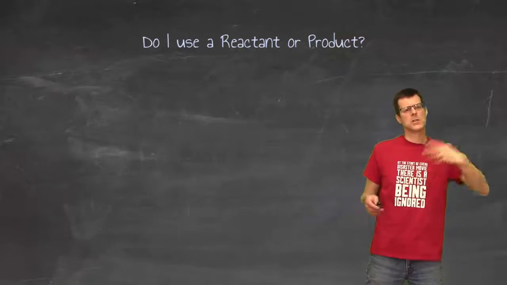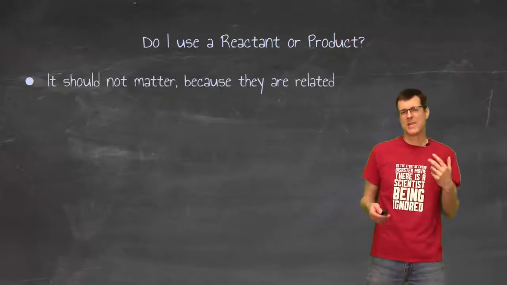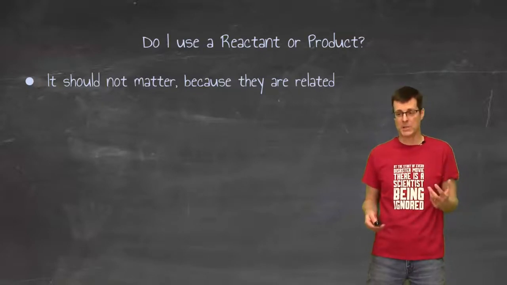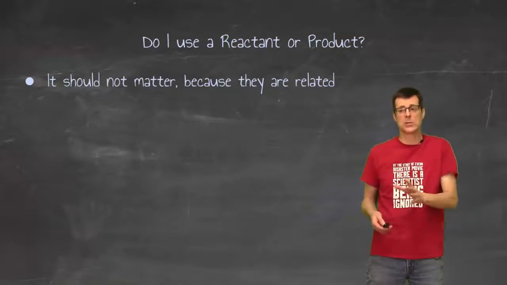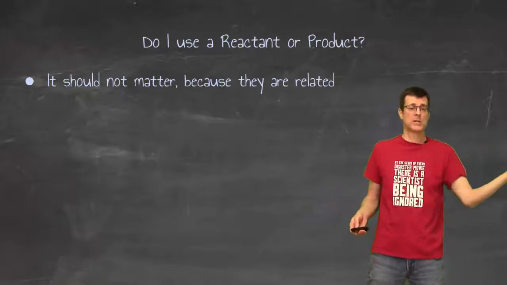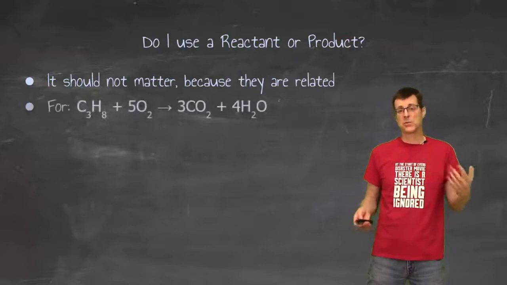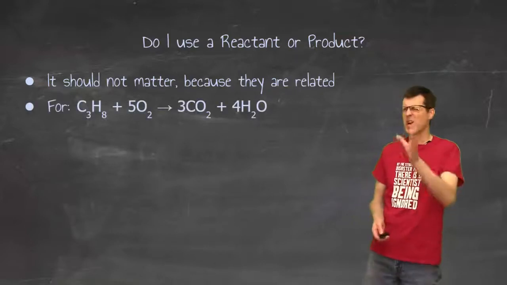Okay, now earlier I said you could use a reactant or a product, and does it matter which one you use? And the answer is it shouldn't matter because they're going to be related. And what I mean by that is if it's within one reaction, whether you're talking about the rate of this or the rate of that, the numbers could be different, but it shouldn't matter because they are going to be related.